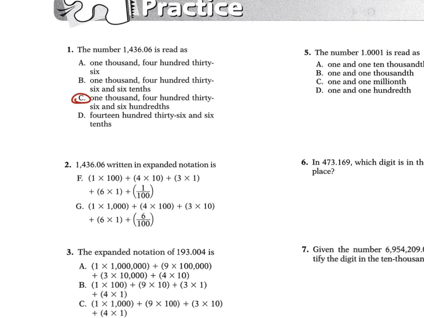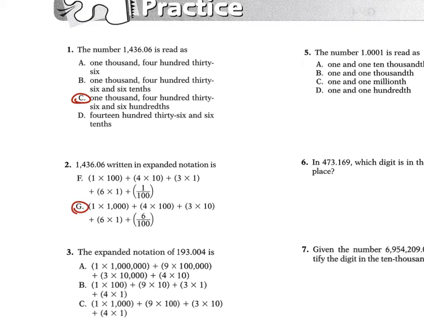For 2, we have 1,436.06 written as expanded notation. So the 1 is in the thousands, so G would automatically be your answer. So it would be 1 times 1,000 plus 4 times 100 plus 3 times 10 plus 6 times 1 plus 0 times 1 over 10 plus 6 times 1 over 100.